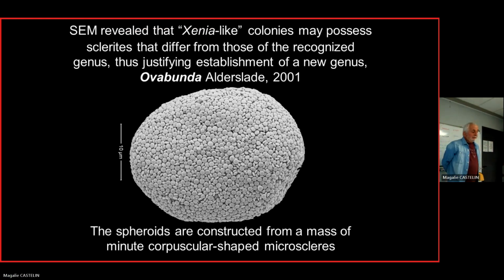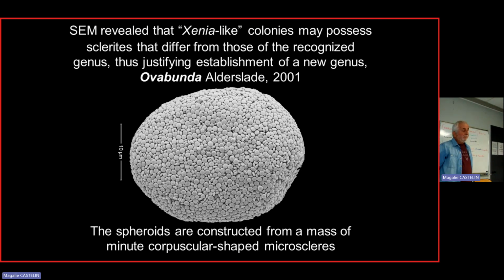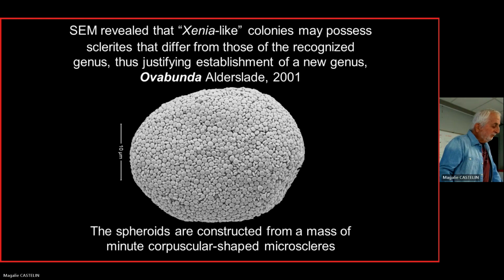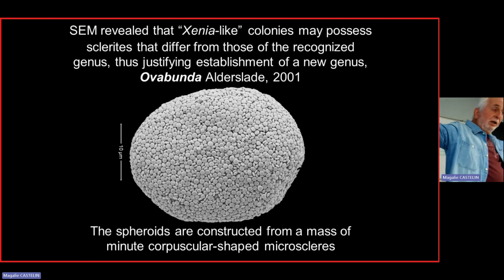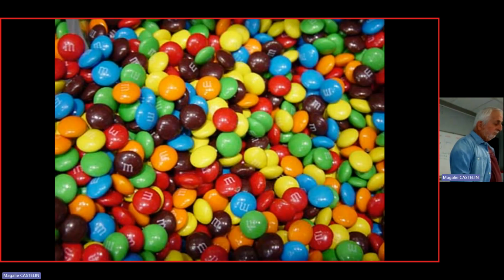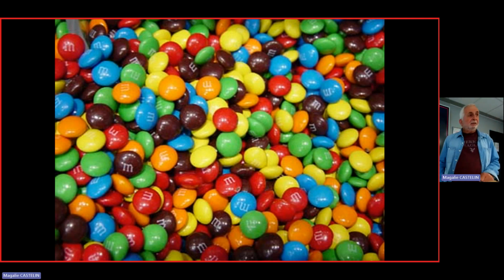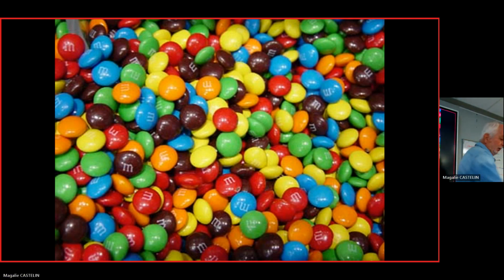My colleague Phil Alderslade asked me to scan an Ovabunda sclerite. And then we found a different microstructure, which is familiar to you from my notes about ocean acidification, right? The spheroid of the same size, more or less, constructed from a mass of minute subunits, not dendritic. So, two genera, two different morphologies. We are happy, but we have to make progress. So, the Ovabunda has M&M microstructure. All my students are aware of that. Now you join the club. Okay.